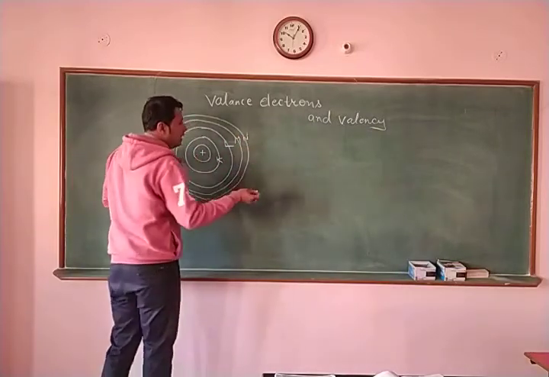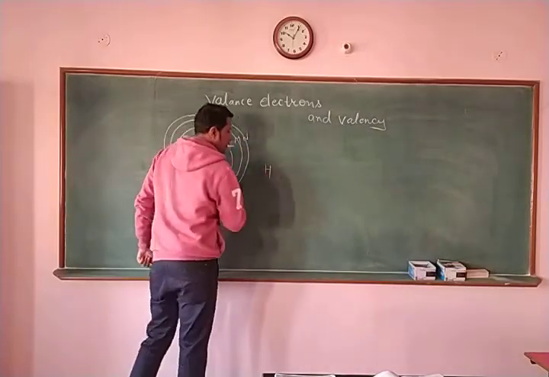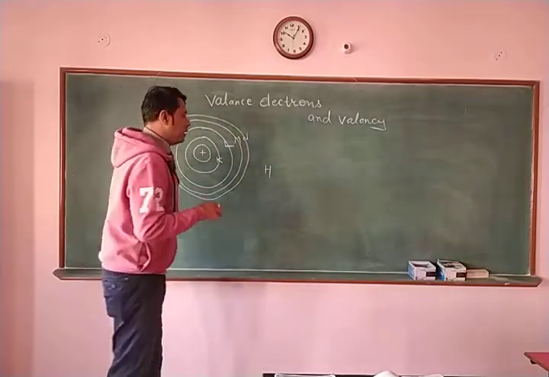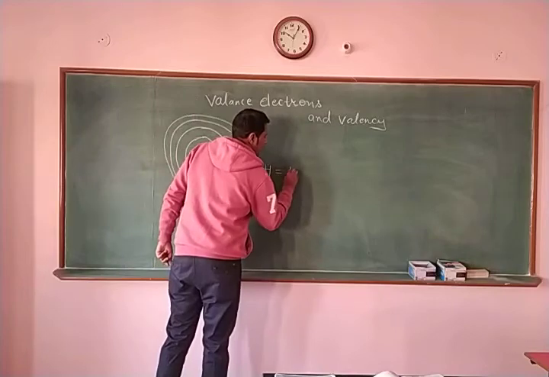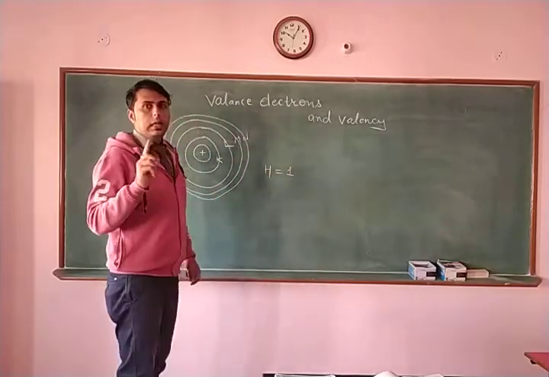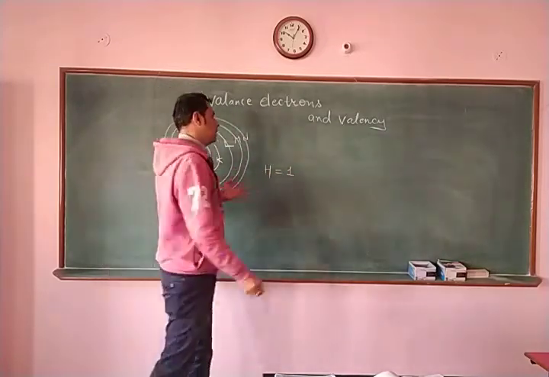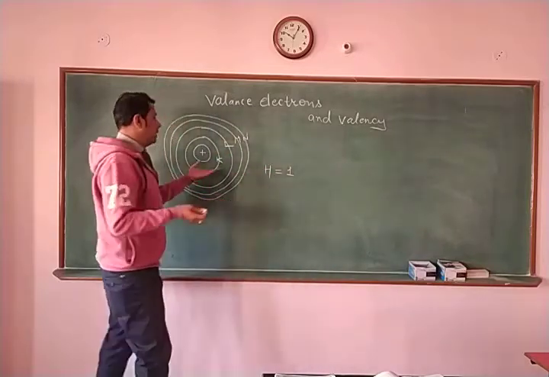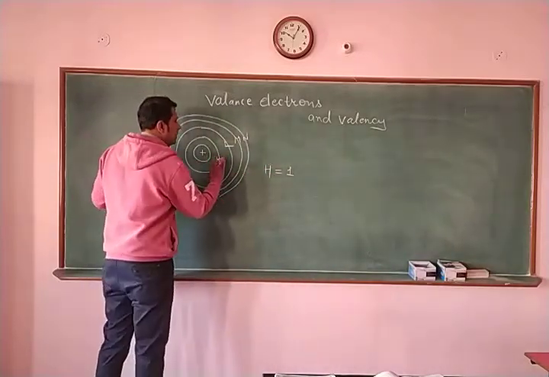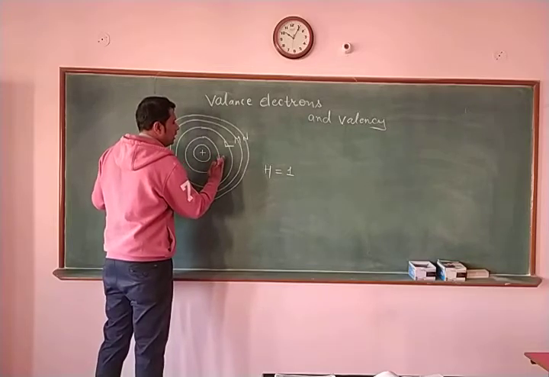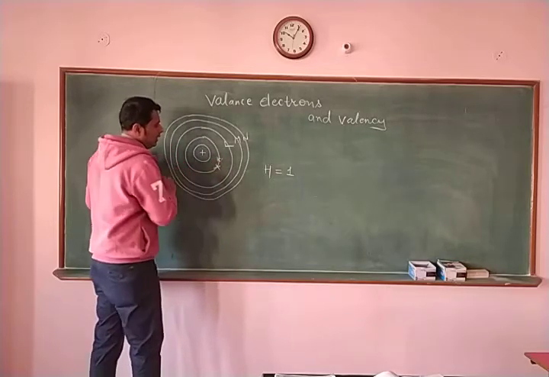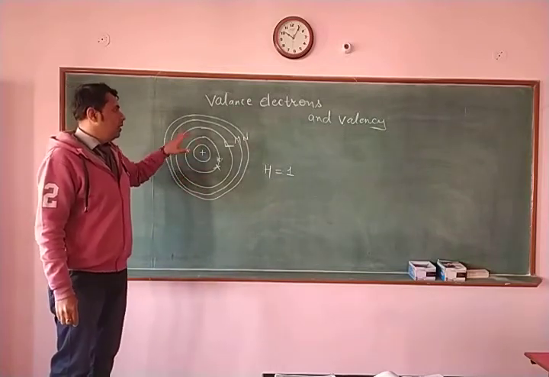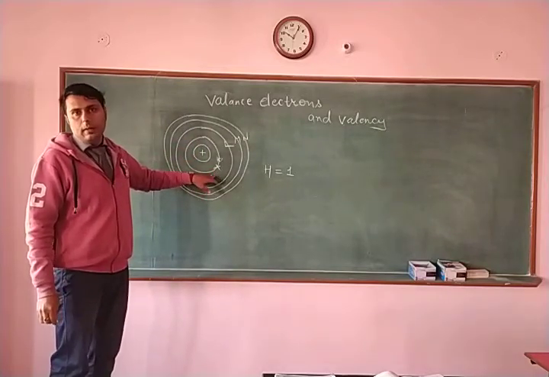If I talk about hydrogen, what is the atomic number of hydrogen? Hydrogen's atomic number is 1, which means hydrogen contains only 1 electron. So 1 electron will come in the K shell. The K shell will be the outermost shell, and the outermost electron will be in the K shell. So the valence electron is present in the K shell.